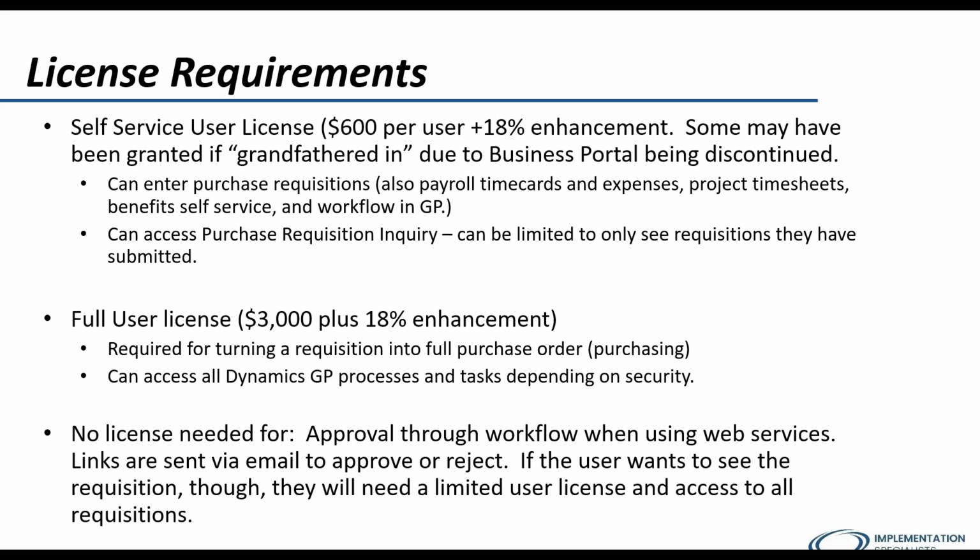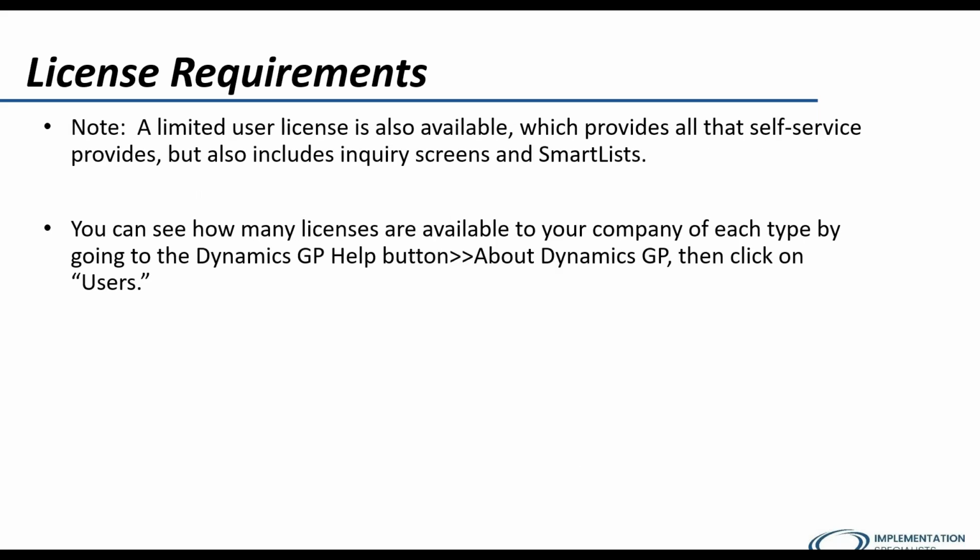The web client is a very useful tool in this scenario simply because you do not have to install it on other users' desktop for them to be able to get into GP and enter in these requisitions. The other license that I'm going to use is, of course, the full user license. And in order for me to finish and turn the requisition into a purchase order, I do have to use a full user license.